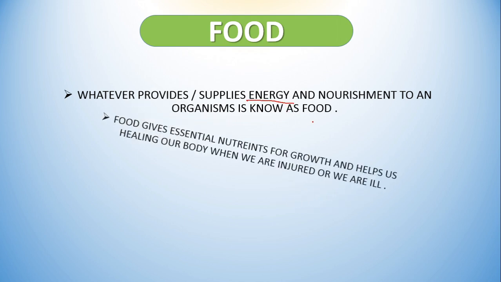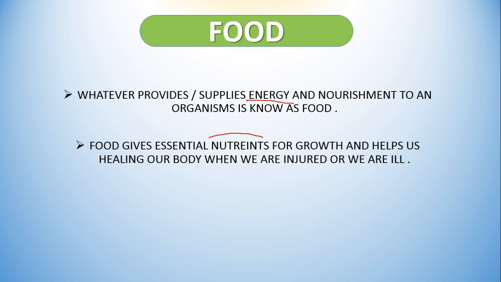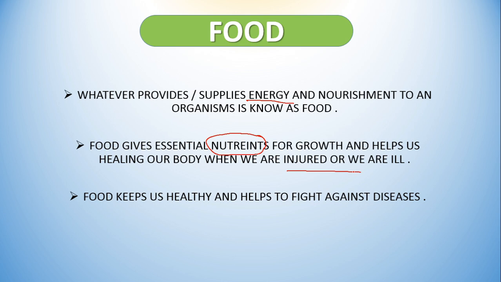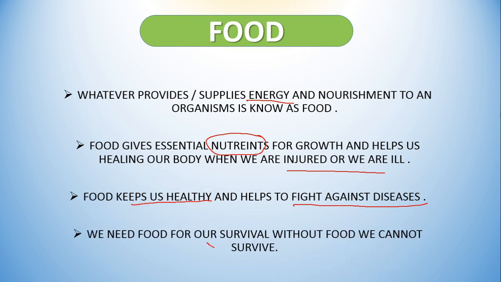Food gives us nutrients like carbohydrate, protein, fat, vitamins and minerals, and these nutrients are responsible for growth of our body and also heal our body when we are injured or ill. So the next function of food is that it keeps us healthy and makes our immune system strong, which helps us to fight against diseases. We need food for our survival. Without food, we cannot survive.